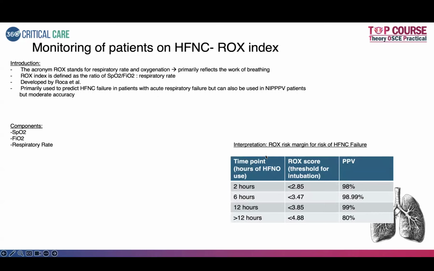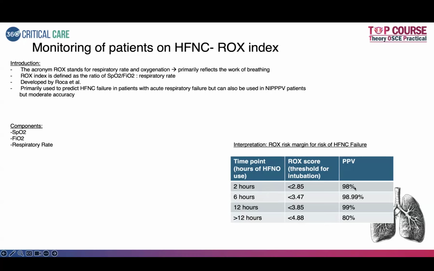At the time of initiation, you need to assess the ROX. Then at 2 hours, 6 hours, 12 hours, and more than 12 hours, you need to assess the ROX score. So the threshold for intubation is taken based on these numbers. At 2 hours, you check the ROX index and assess if it is 2.85. If it is less than this, don't worry. If it is more than that, you need to be concerned. There is an increased risk for intubation.